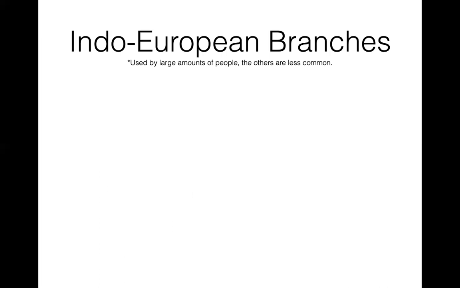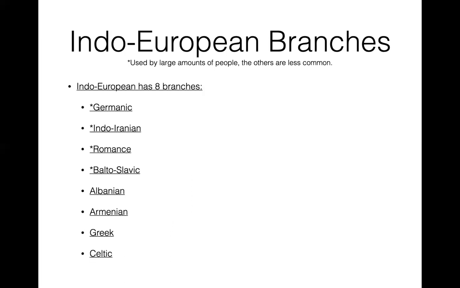So the Indo-European family has a bunch of different branches in it. The one that we've talked about so far is Germanic. That's where English is. But then there's also Indo-Iranian. Indo actually refers to India, and Iran, of course, is Iranian. So that's basically between India and the Middle East is what that means.